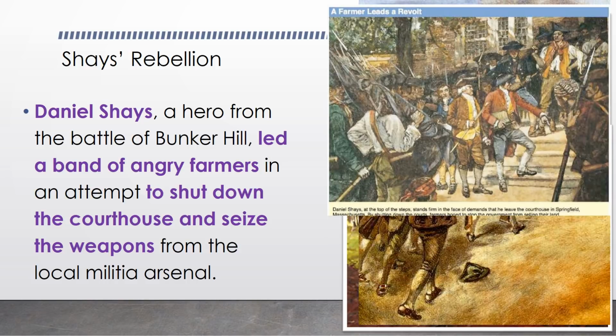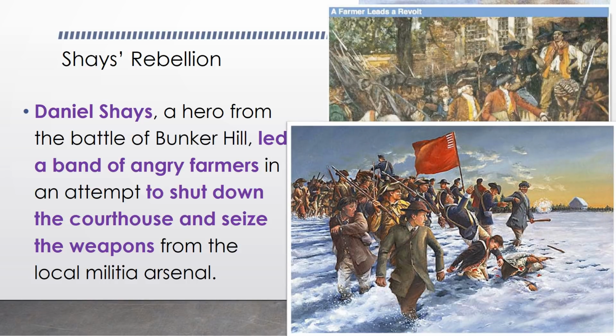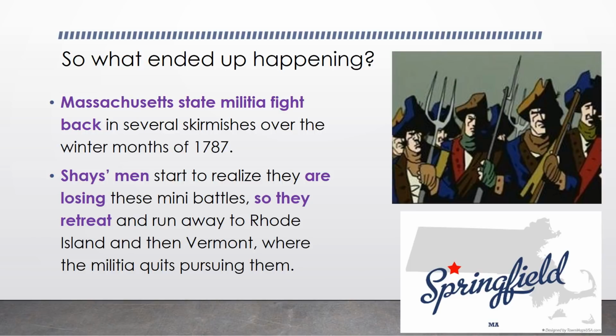They wanted to be paid real money for their contributions to the Continental Army. They wanted to keep their land, and they wanted to be able to make a living back home. They were going to fight for it, same way they had fought for their independence just a few years earlier. So what ends up happening?